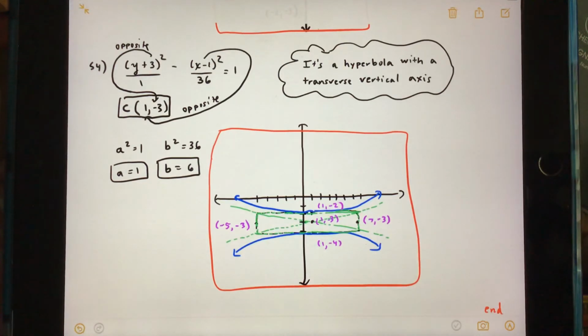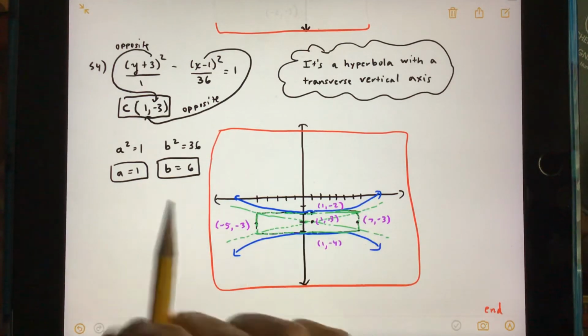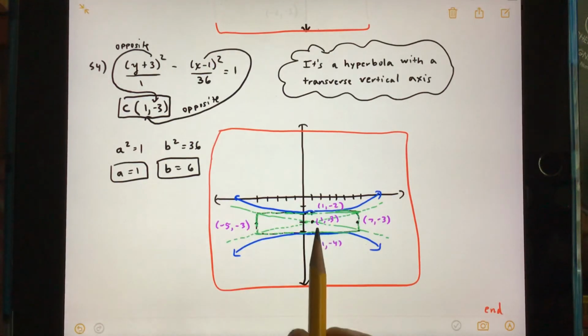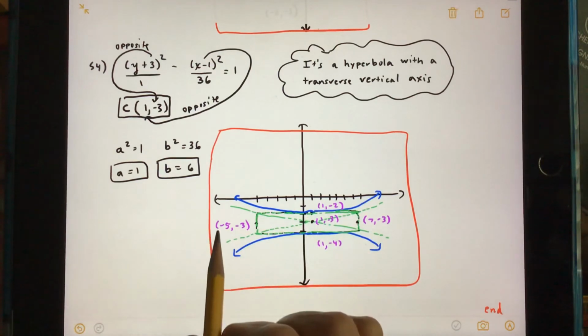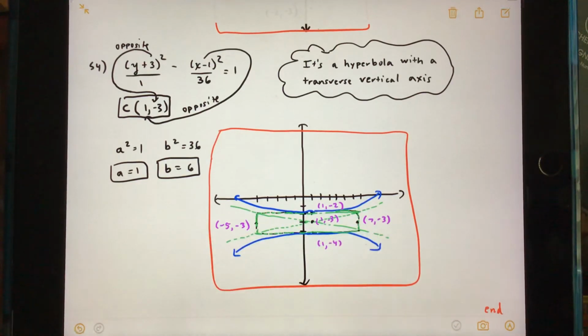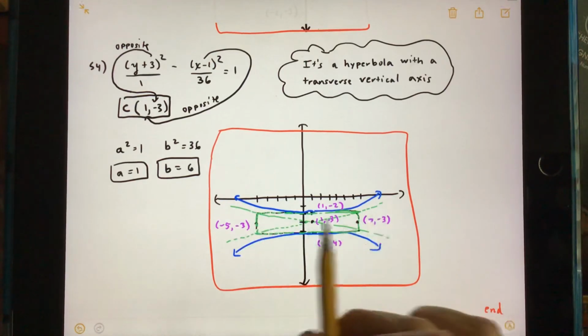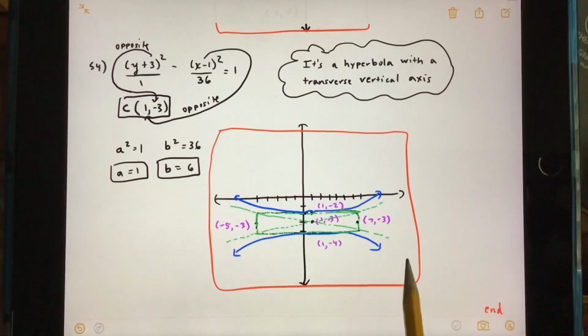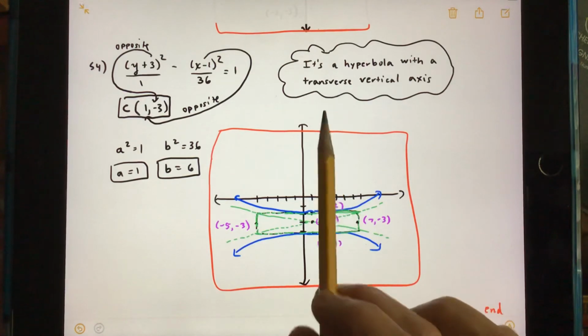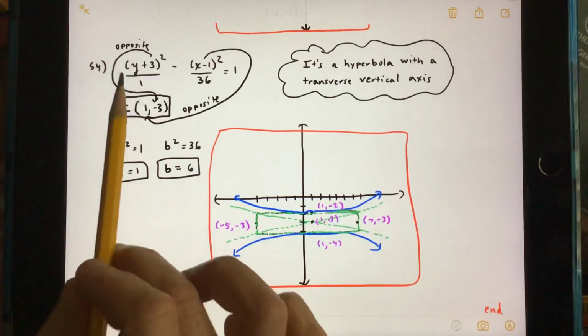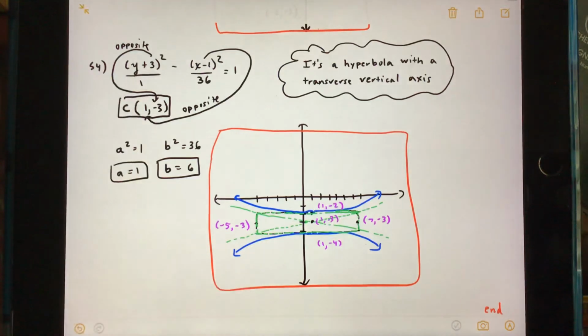And then for the values that we need to move to the right and to the left, we're going to use the b number. So we're going to start at our center and move 6 to the right. 1 plus 6 is 7. 1 minus 6 is -5. Of course, our y-coordinates will stay the same. They're still down 3. Once we have all of those points labeled, we draw our box. We draw the asymptotes through the corners of those boxes. Then we can open up the branches of our hyperbola that we know must open up or down because this is a hyperbola with a transverse vertical axis because the y squared term comes first.